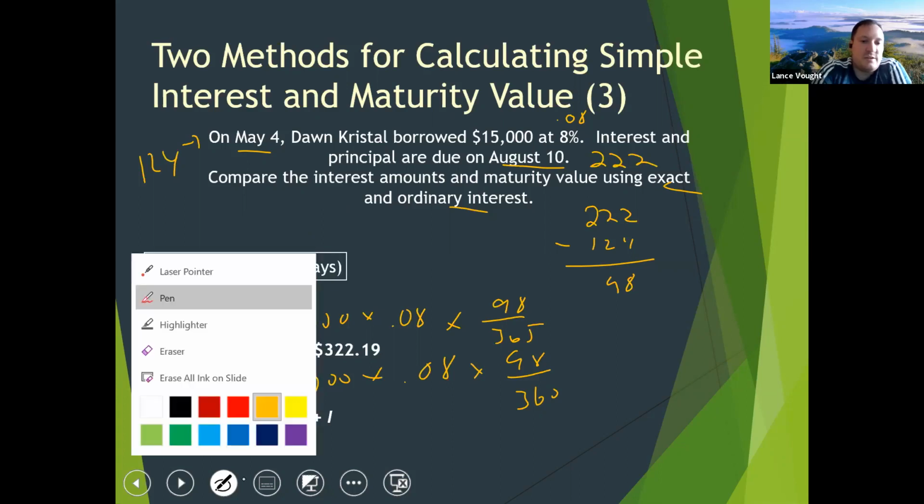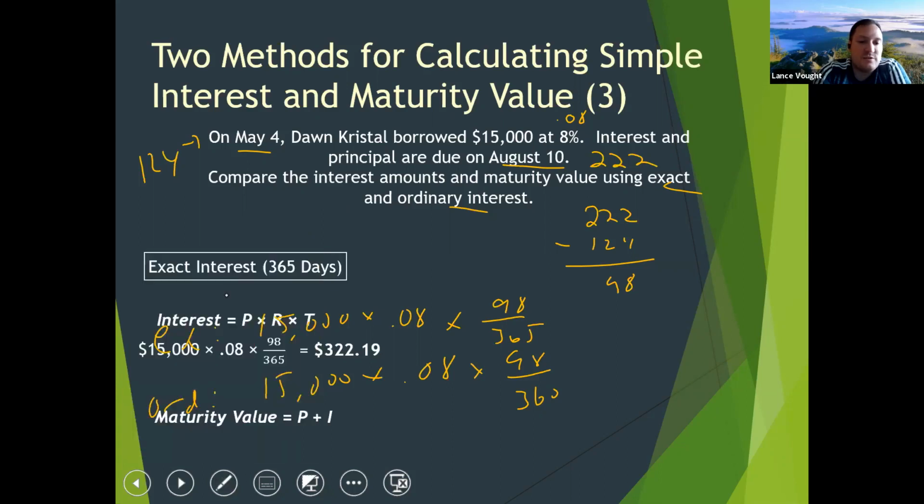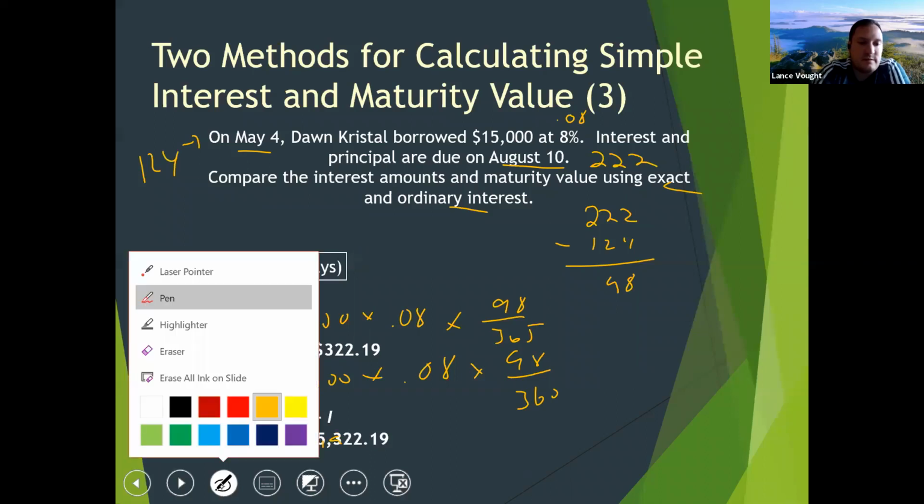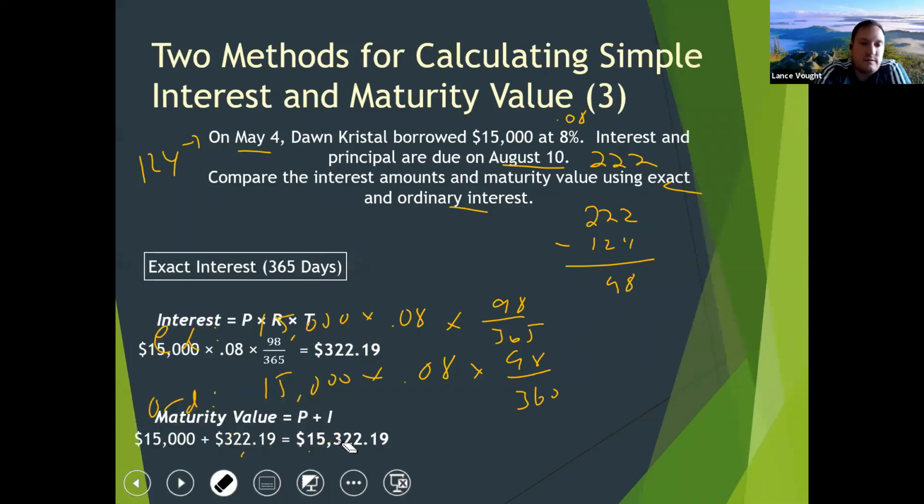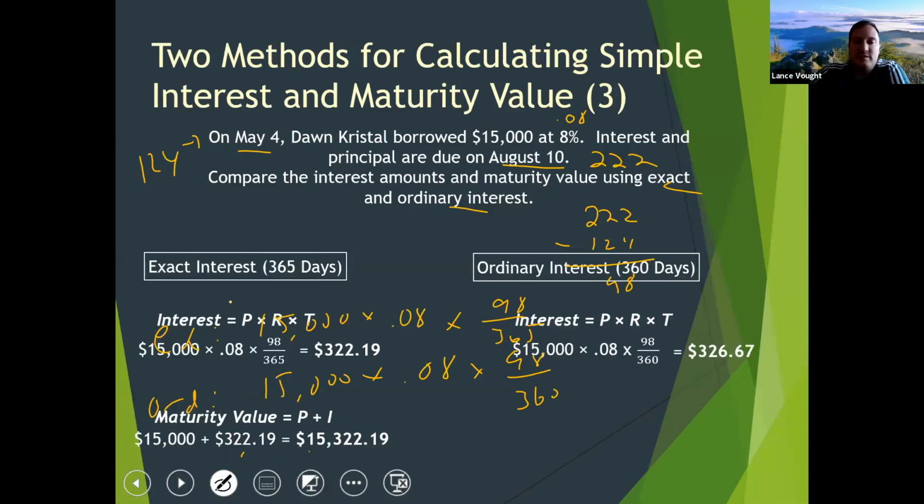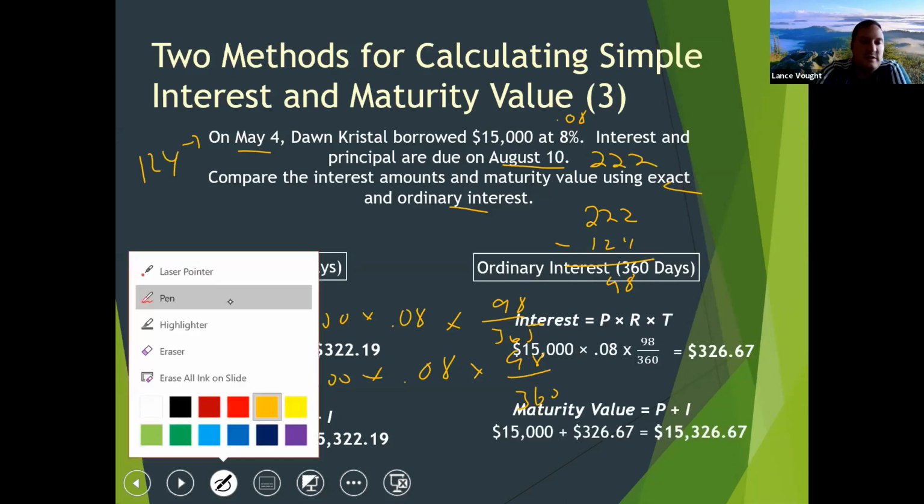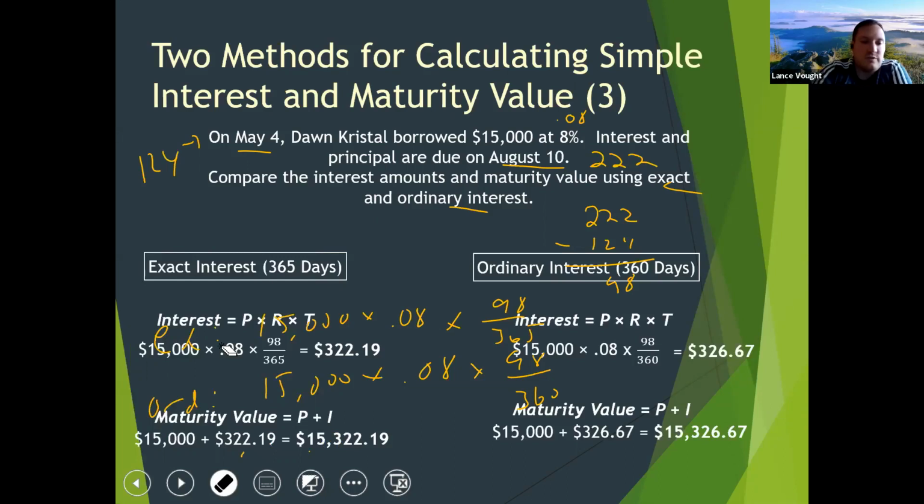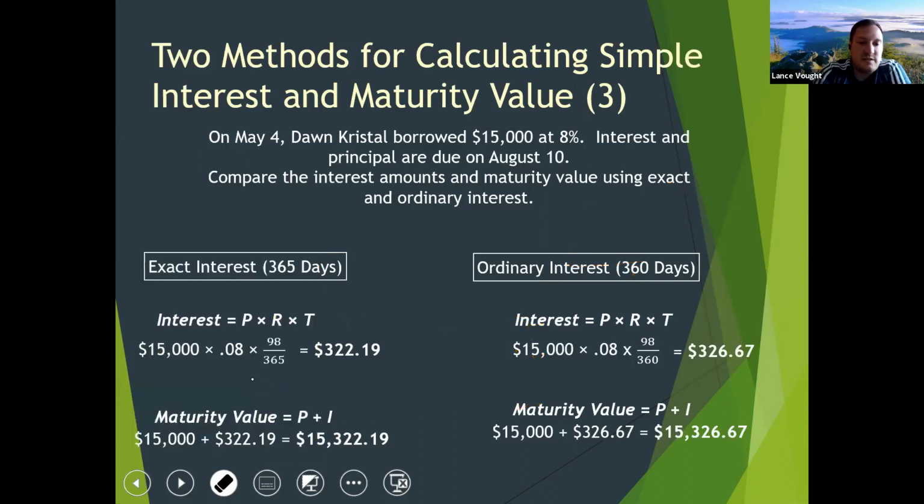And if we want to calculate the maturity value, we're just adding that 322 on. So it's just going to be 15,322.19. And then for ordinary interest, it's 98 over 360. So we're going to get 326.67. Which means the maturity value is going to be 15,326.67.